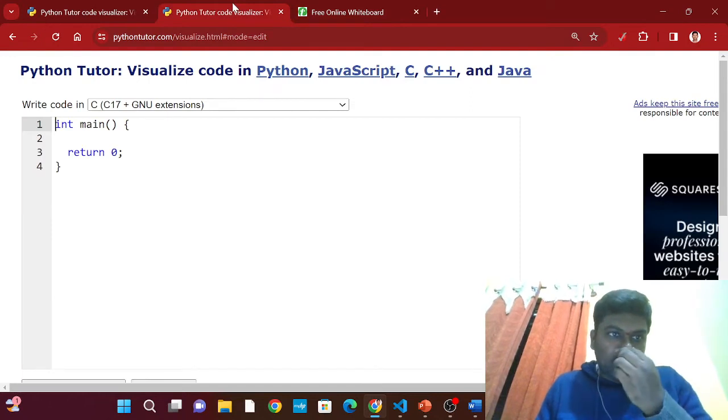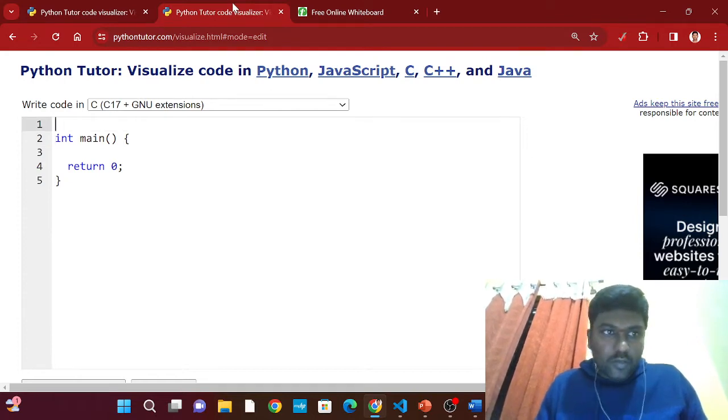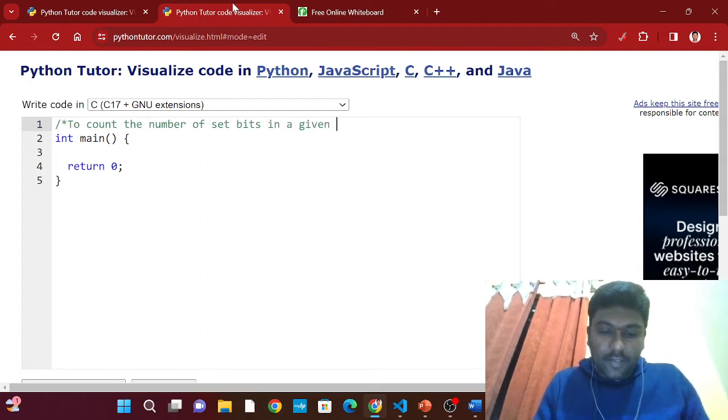Determine the number of bits, that means the number of set bits in a particular number. Okay, so for this we are going to write a program to count the number of set bits in a given number. What is meant by set bit? Set bit means 1, clear bit means 0.